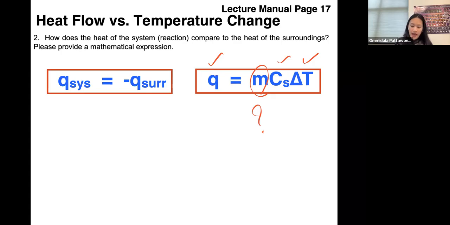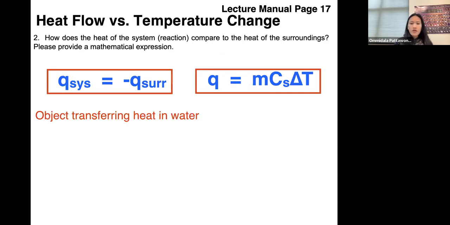Okay, so I'm going to combine the idea of 8.4 with this 8.5, which is the heat involved with the two systems, right? The surrounding and the system. So I'm going to combine them and see the heat exchange between the two objects. Okay, all right. So what we're going to focus on throughout this whole section is transferring heat in water.